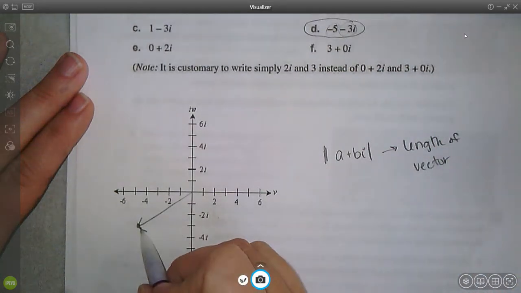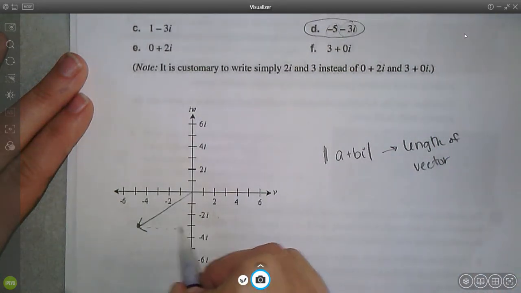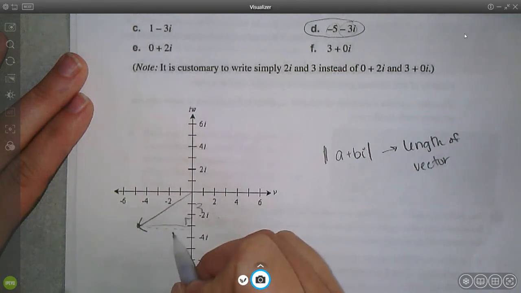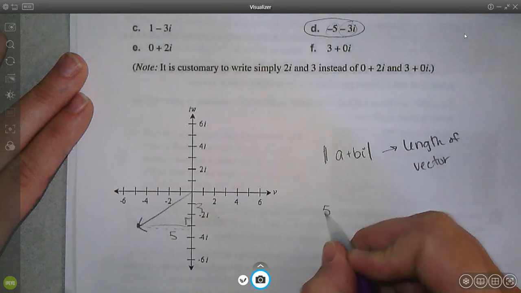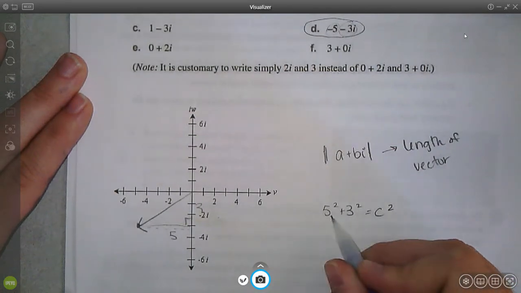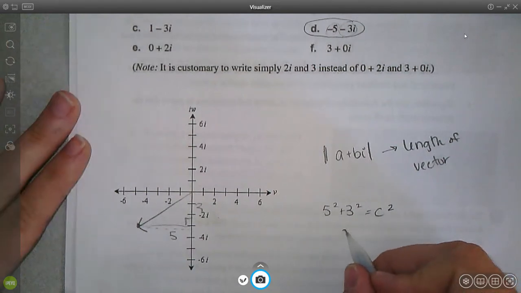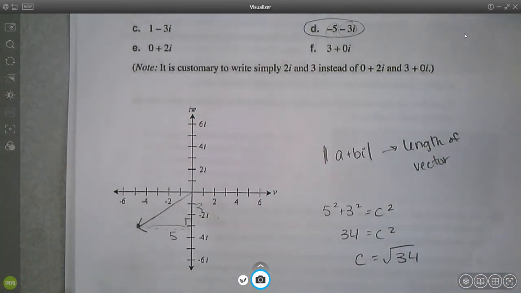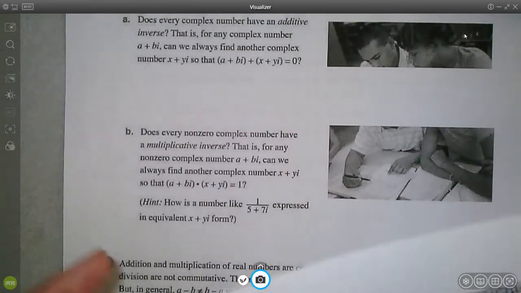So with this triangle, if we make a right triangle here, let's go over to 3. We can use Pythagorean theorem. So this is length 3, this is length 5. So you can take 5 squared plus 3 squared equals c squared. 25 plus 9 is 34. So that length would be the square root of 34. Okay, so that was just a review from yesterday. So let's move on to our stuff from today.